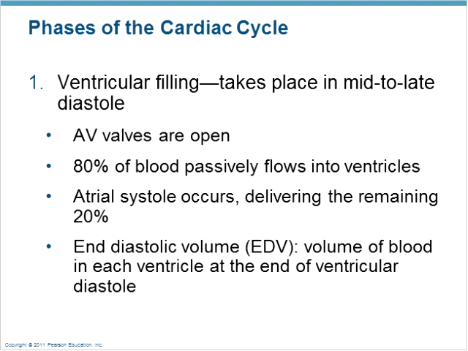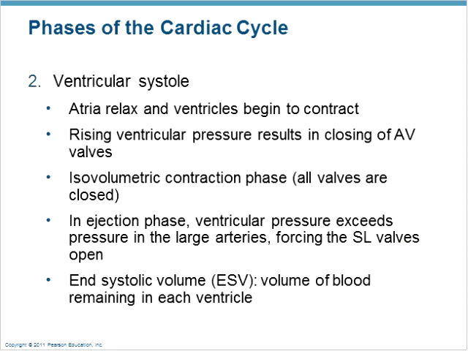The phases of the cardiac cycle: first is ventricular filling, which takes place in the mid to late diastole. The AV valves are open. 80% of the blood passively flows to the ventricles. Atrial systole occurs, delivering the remaining 20% of blood from the atria to the ventricles. The end diastolic volume, EDV, is the volume of blood in each ventricle at the end of ventricular diastole.